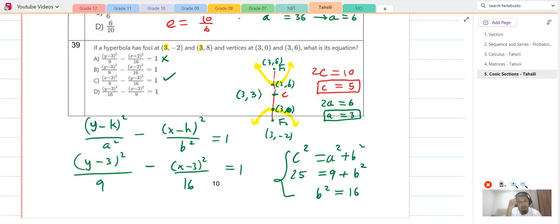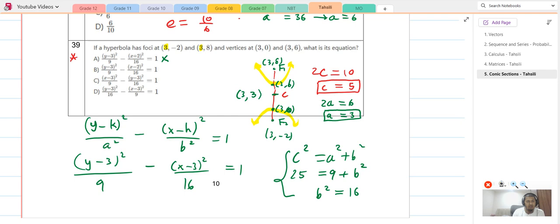Let me double check that, just going to put an asterisk here. It should be fine, because the distance between the foci is 10, so 2c is equal to 10, c is equal to 5, and the distance between the two vertices is 6, so a is equal to 3. No, the answer can't be C. Sorry, the answer is B, because the transverse axis, yeah, I even wrote it down, but it doesn't look like B.